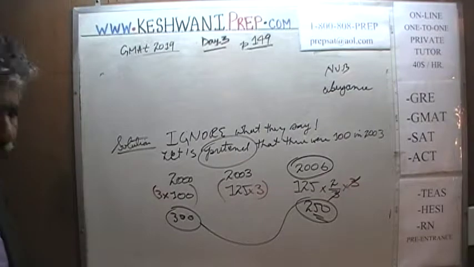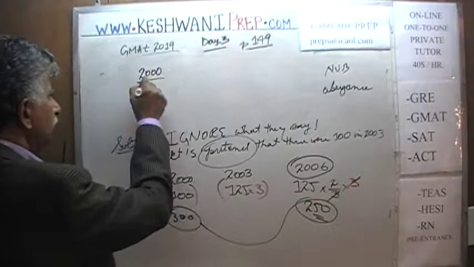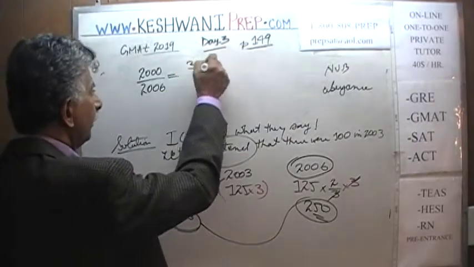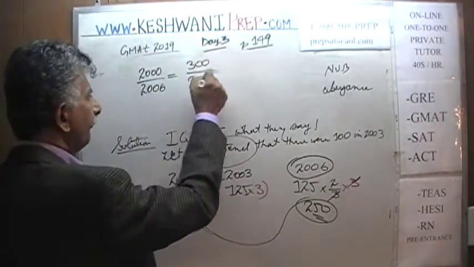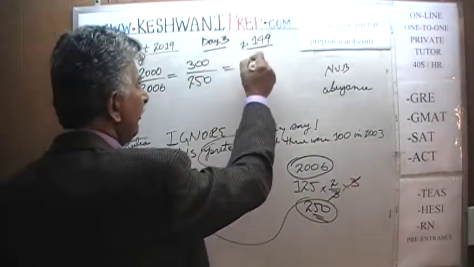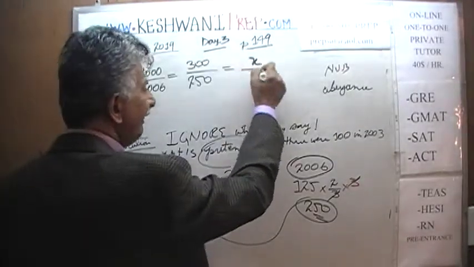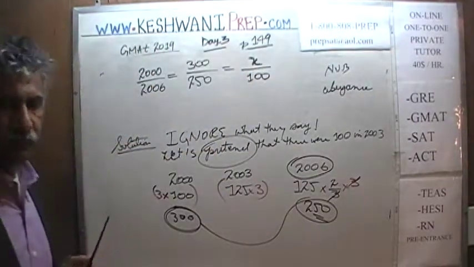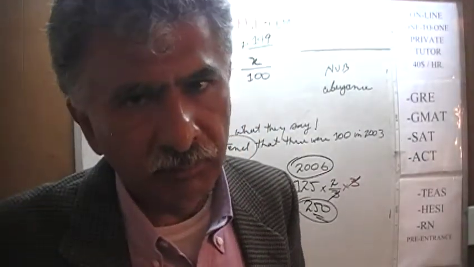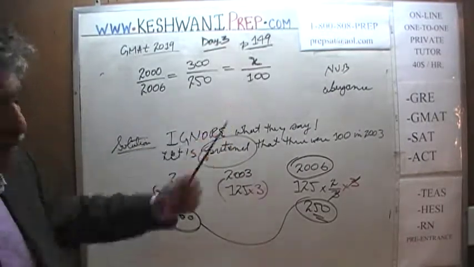So now, let's set it up as a ratio problem. Let's put down, it doesn't matter which one you put on the top, 2000 to 2006 is what we're interested in. We started out with 300 and we finished with 250. The question is, what number could we have started out with if we in fact finished with 100? Because the problem tells us that we finished with 100. We are told that in 2006 we only had 100 employees. We did not have 250. So simply set it up as a ratio problem and solve for x, because that ratio has to hold, obviously.